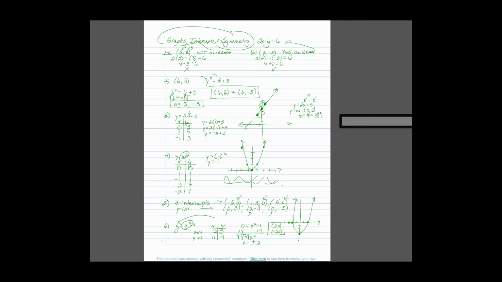Okay, that's just review. Let's go into some new stuff, and this has to do with symmetry. So I'm going to just sketch these. A graph is said to be symmetric with respect to the x-axis if for every point x, y on the graph, the point x, negative y is also on the graph. And you have a graph that looks kind of like this.